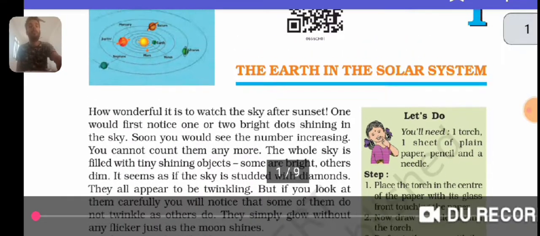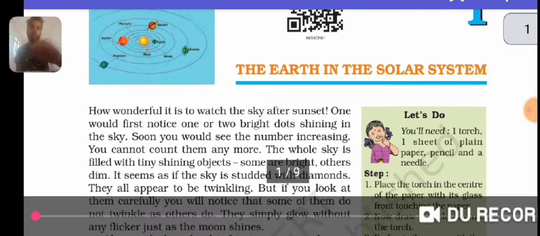Geography is a totally new subject for you all, so let me tell you first what geography is. The word geo means earth, and graphia means description. That's why geography is the description of the earth. And in this subject, we are going to discuss the earth only.